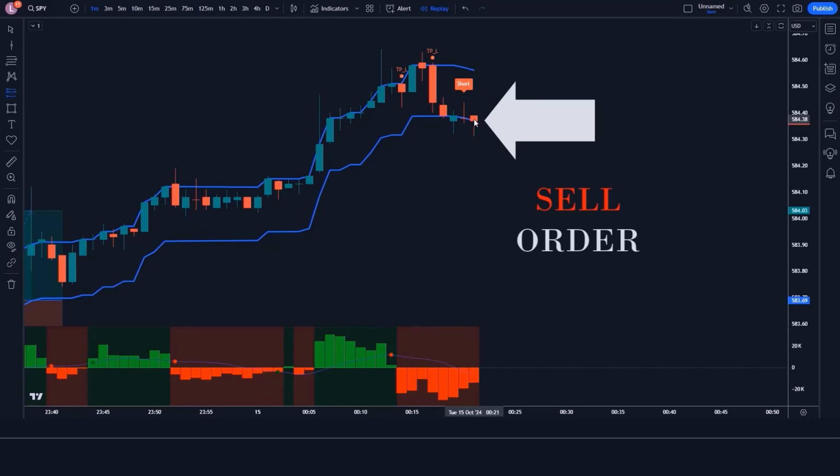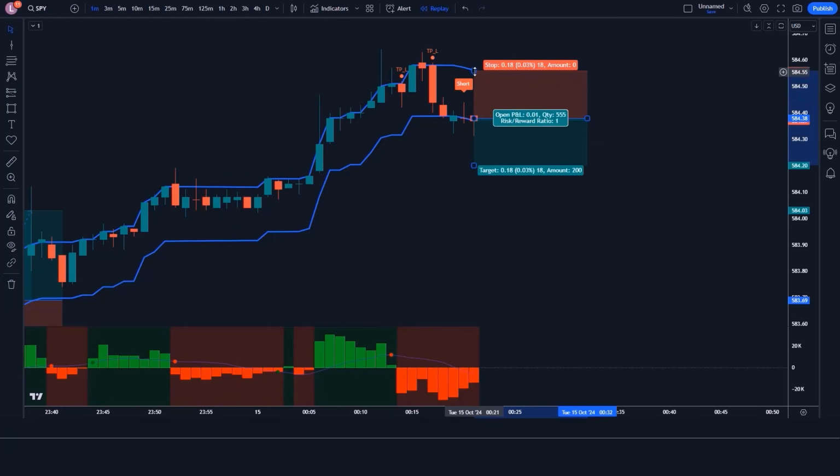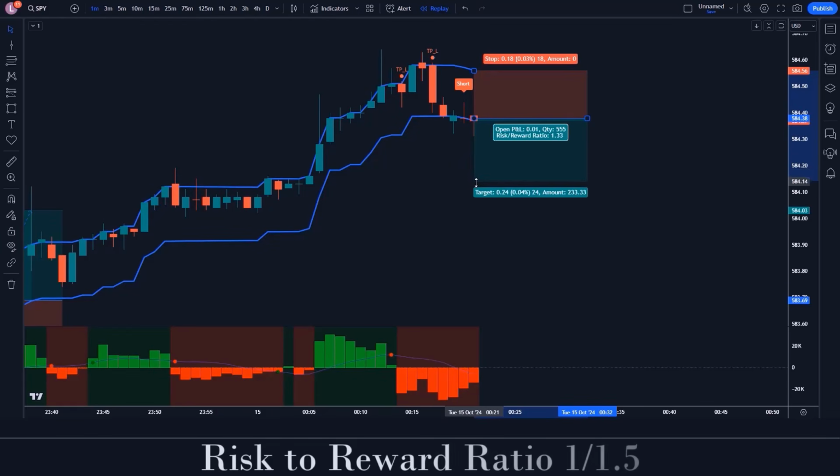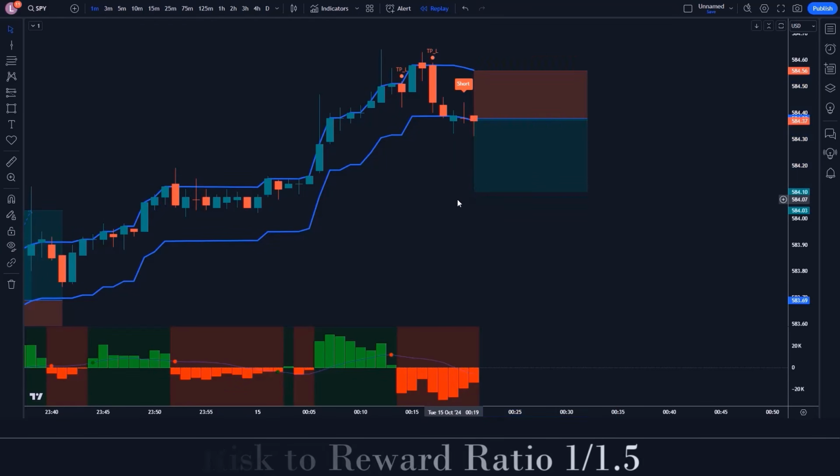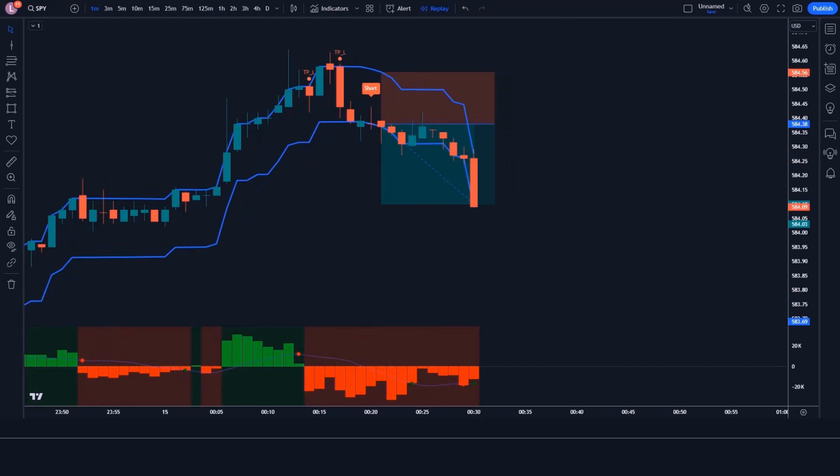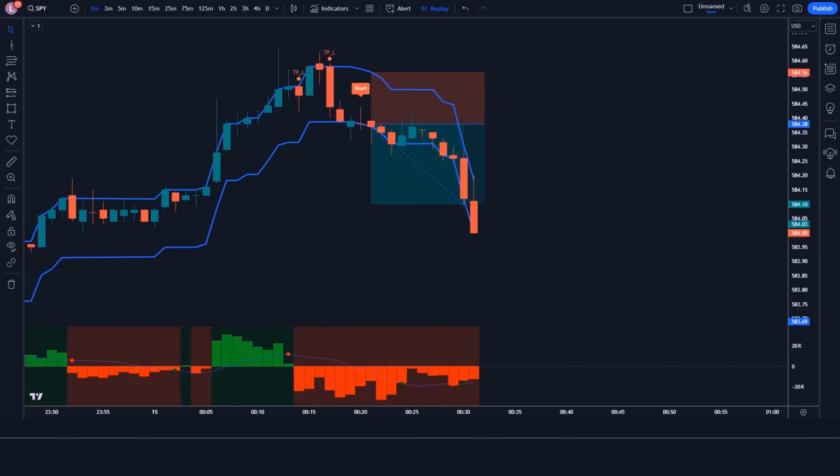if this condition is fulfilled, then we will place a sell order. Our stop loss is to be placed at the bull line. And the risk to reward ratio will be 1:1.5. The market has completely hit the target.